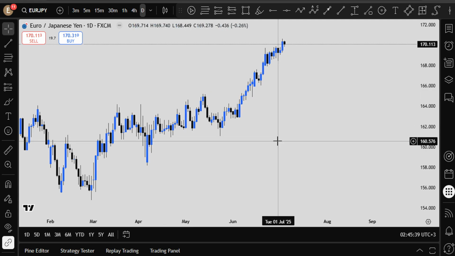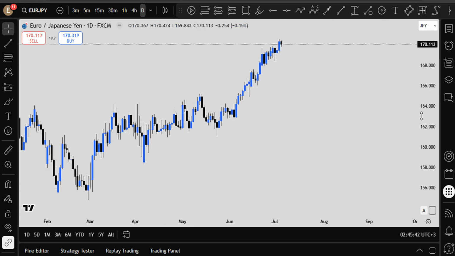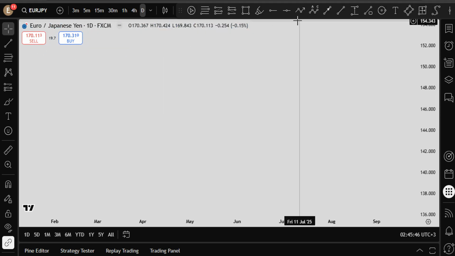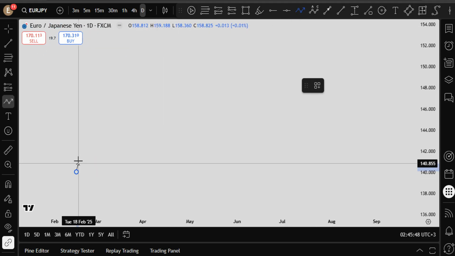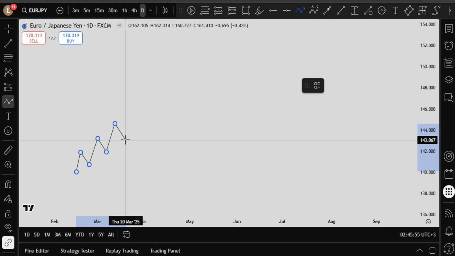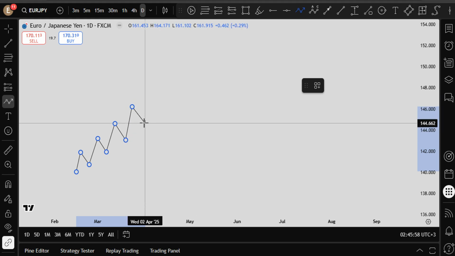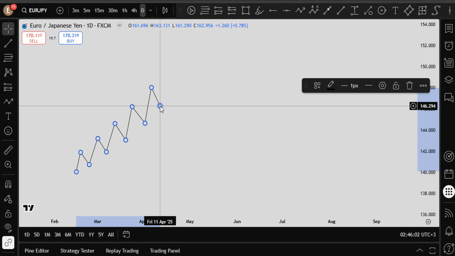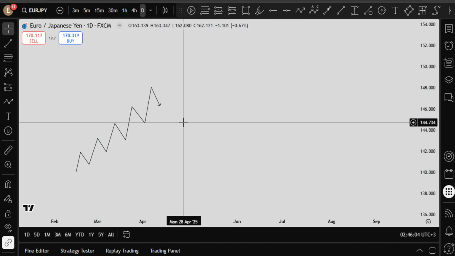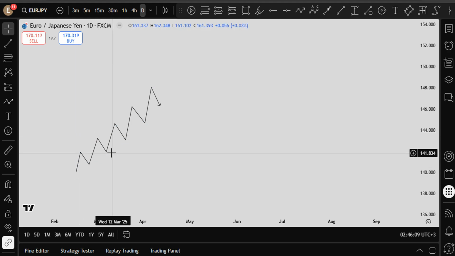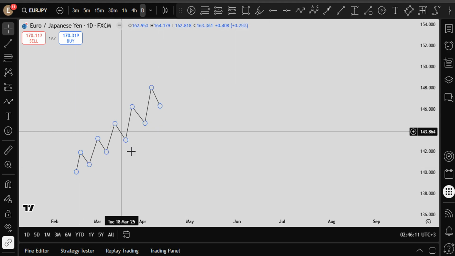So market structure first and foremost is the way the market is reacting. Let me first give you an example over here. If you take a look, price was making higher highs, higher lows, higher highs, higher lows, higher highs, higher lows. So this is what you call market structure at that point. If you look, this is higher high, higher low, higher high, higher low. So that's market structure to the upside.